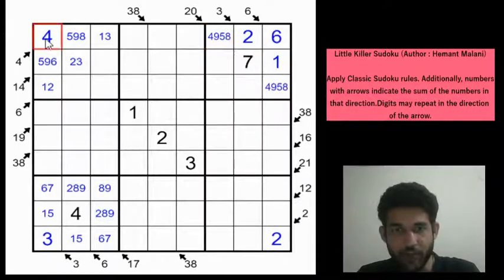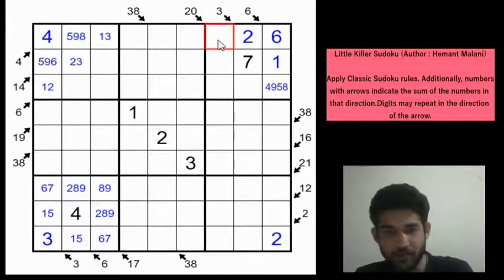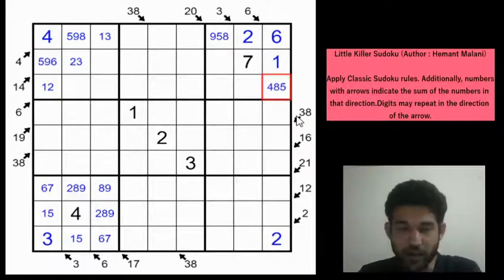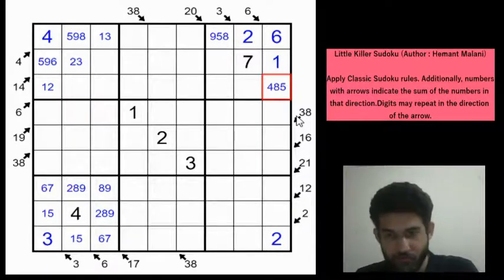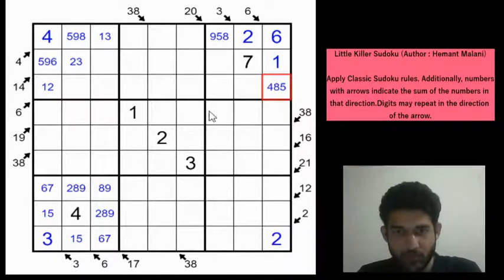But you can't have a 4 here because 4 is here. So 4 can be eliminated from there. This is 9, 5 and 8, and this would be 4, 8 and 5 accordingly. So this block of digits is not giving us any easy information.